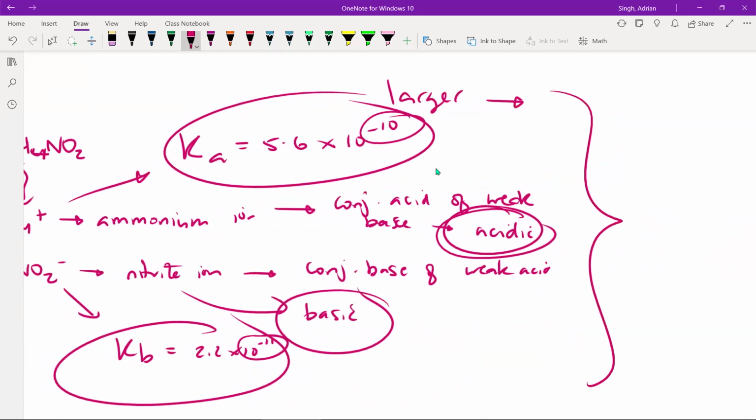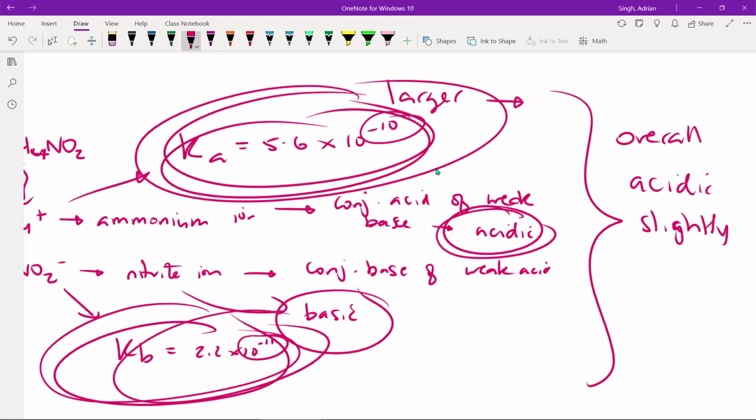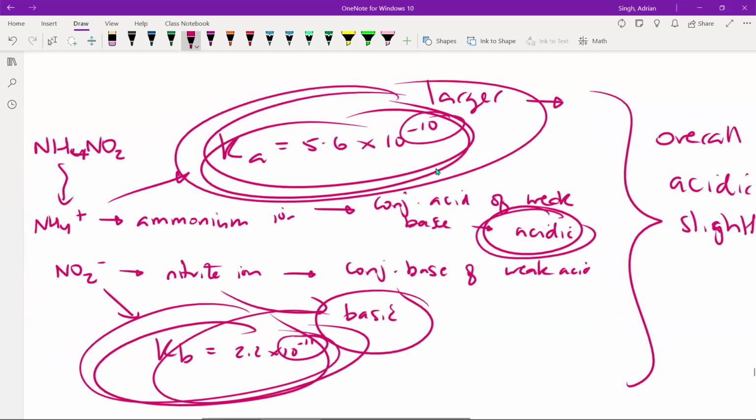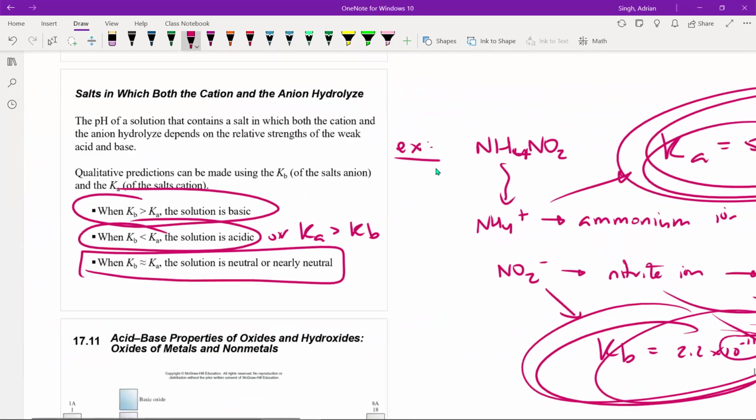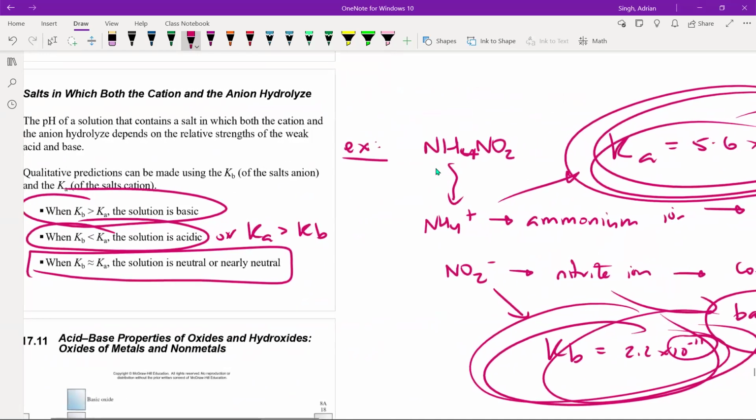So overall, we can say then that this solution is going to be acidic, right? Because the Ka is larger than the Kb value. So overall acidic, maybe just slightly acidic because there's not that much difference between them, but they are different, right? Maybe a 1 order of magnitude difference. So if you have a situation where both the cation and the anion can hydrolyze, you can compare the Ka and the Kb values for the cation and the anion of the salt respectively.